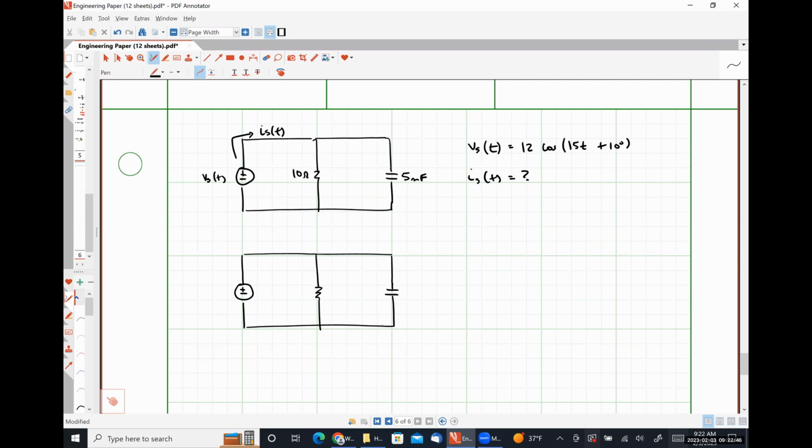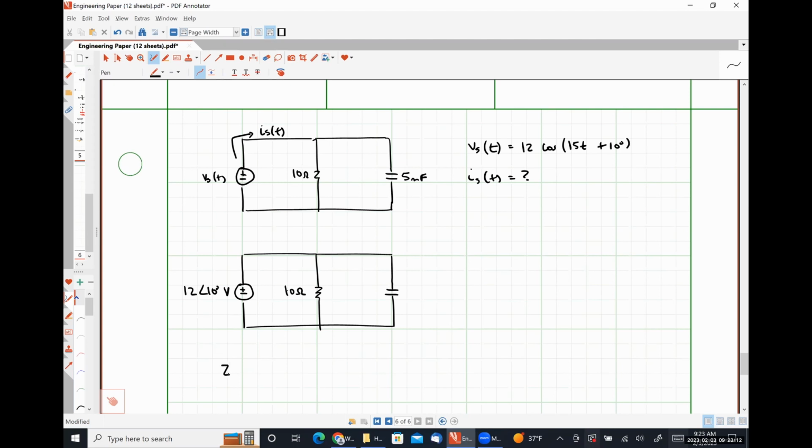12∠10, absolutely right. Because we're given a cosine function, we take the magnitude, we take the phase angle, and we throw everything else away. So 12∠10 degrees volts. What is the impedance of our resistor? 10, because the impedance of a resistor is just the resistor value itself. What is the impedance of our capacitor going to be?